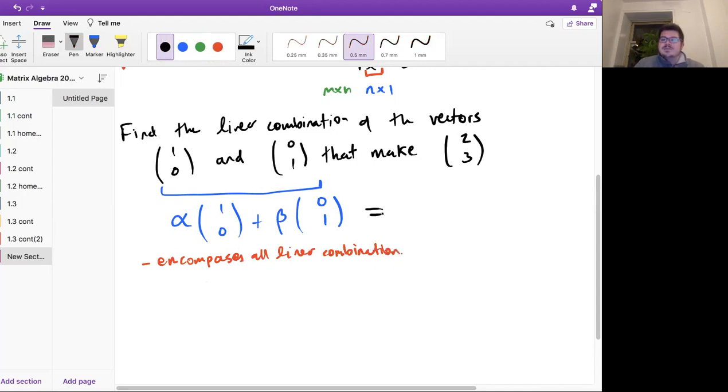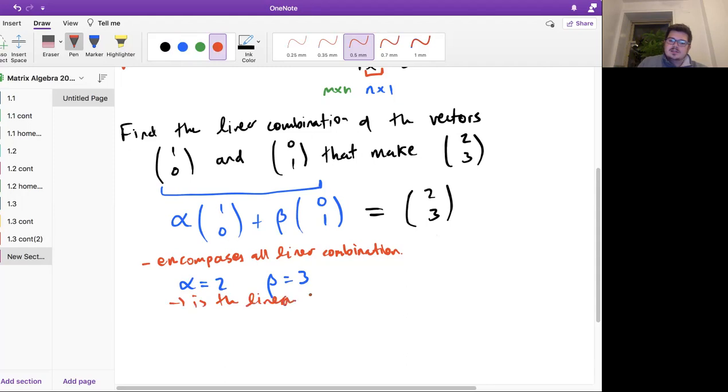Okay, I think you can figure out what alpha and beta are. Just look at it. What do you think alpha and beta would be? There's only one choice you can make. Yeah, it's a very easy one. Alpha equals 2, beta equals 3 is the linear combination. That makes (2, 3).